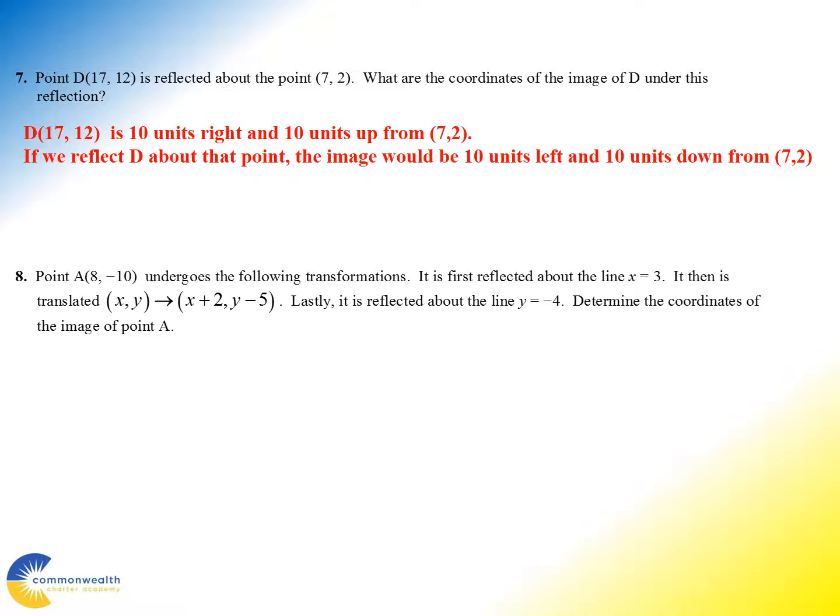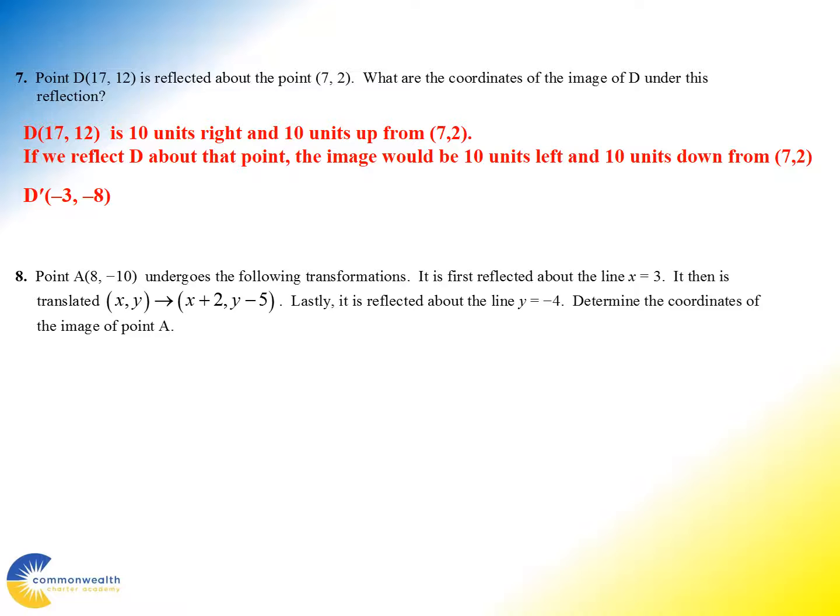And I basically just measure, okay, well, when I look at D, it's basically 10 units to the right and 10 units up from 7, 2. So the image of it should be 10 units to the left and 10 units down from 7, 2. And so if I start at 7, 2 and move 10 units to the left, that would put me at -3 for an x value. And I move 10 units down, that should put me at -8 for the y value. So the image of D is at -3, -8.